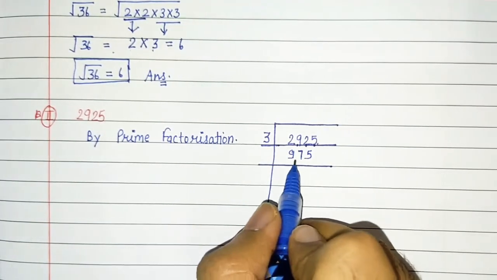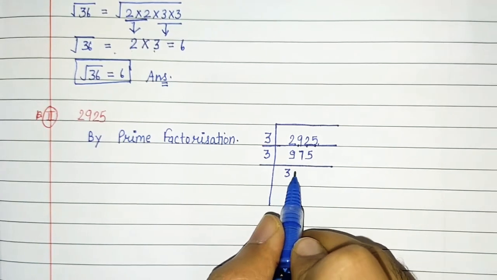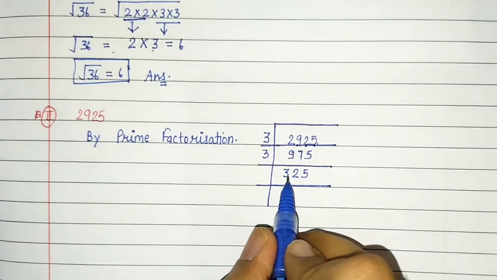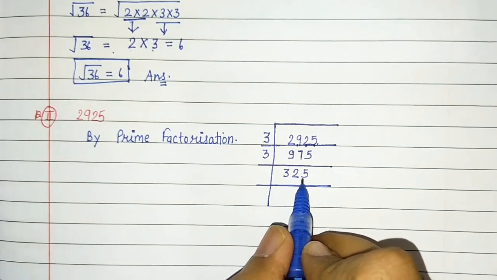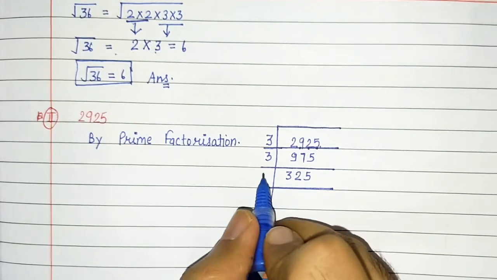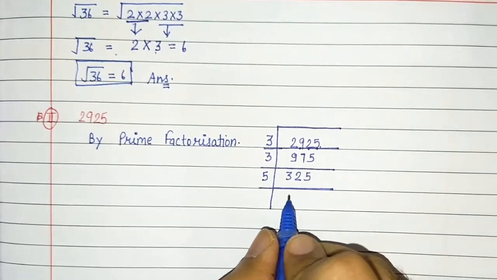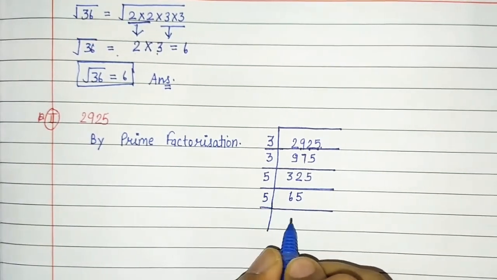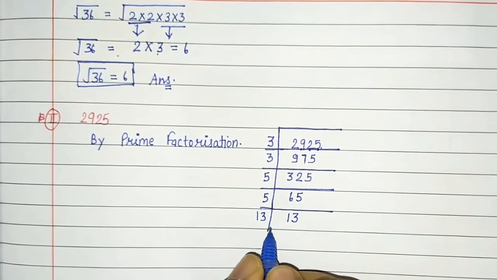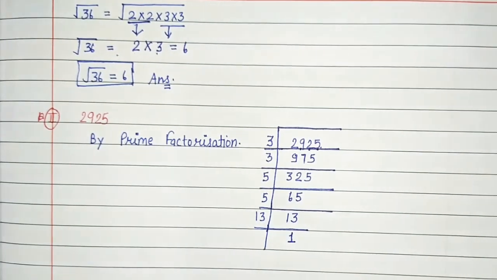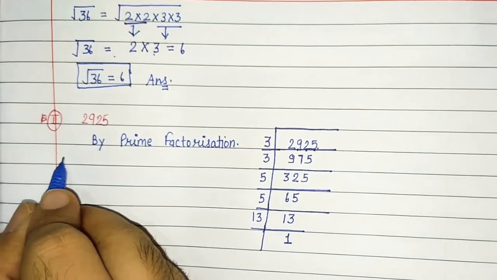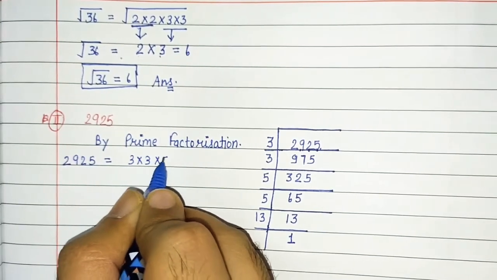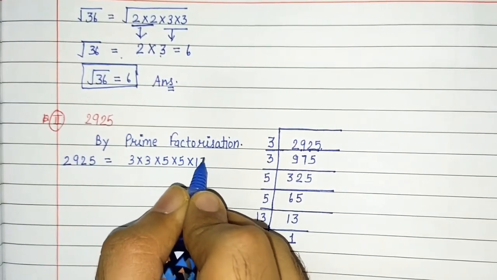You will get 975. Again this number is divisible by 3 and your answer will be 325. Now it is not divisible by 3, so the next prime number is 5. So divide with 5, you get 65. Again this number is divisible by 5. At last 13. 13 is also a prime number, so it will go with 13 itself. This is the prime factorization. Here you can write it equals 3 into 3 multiplied by 5 into 5 into 13.